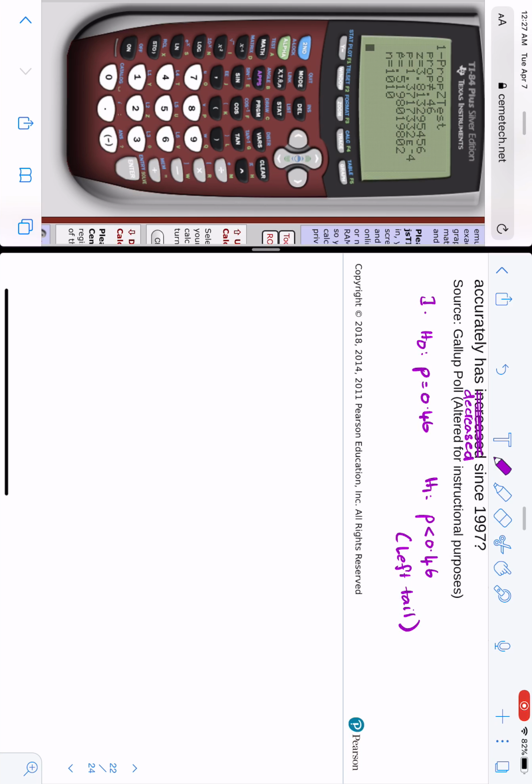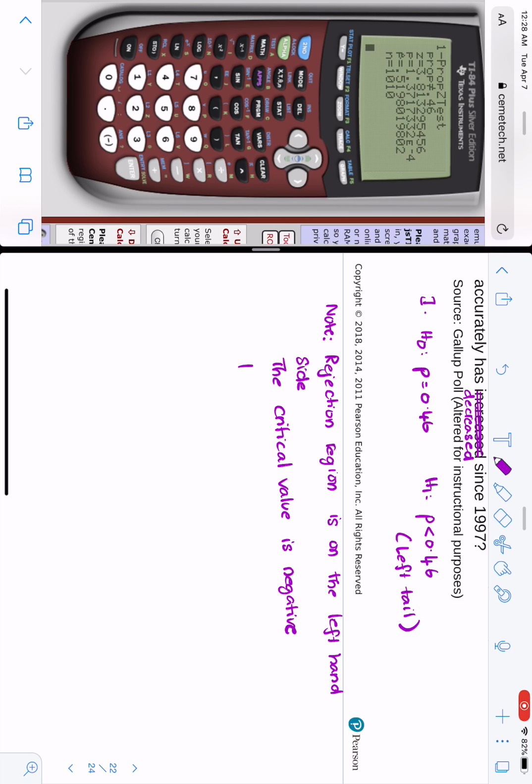Things that need to come to your mind if you determine a test is left-tailed is that the rejection region is on the left-hand side, the critical value is negative, and the p-value is the area below, or to the left, of the test statistic.